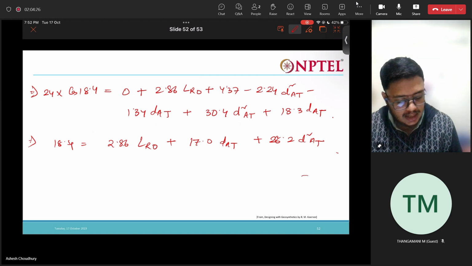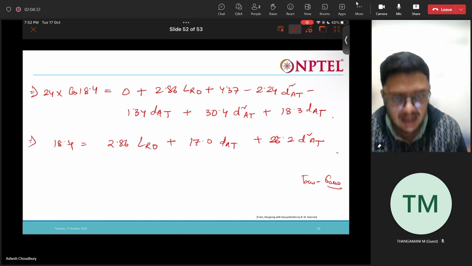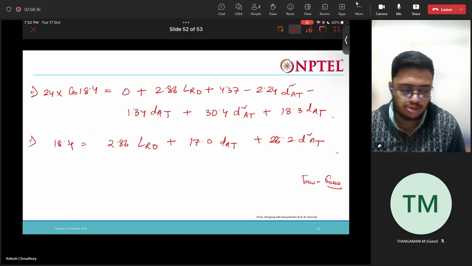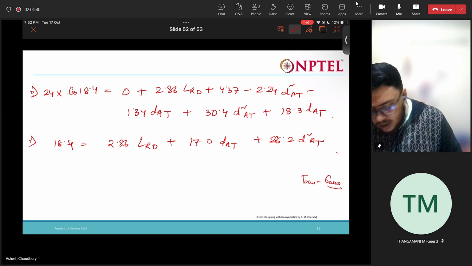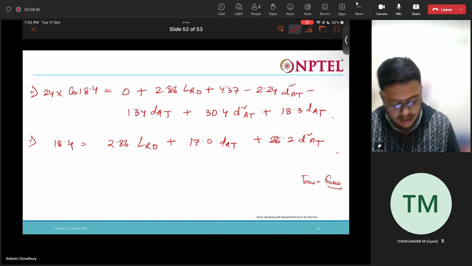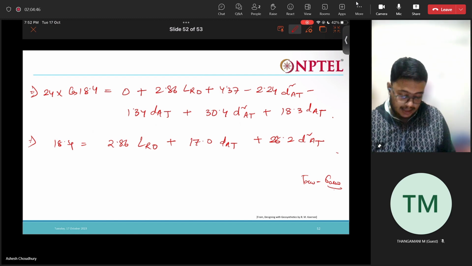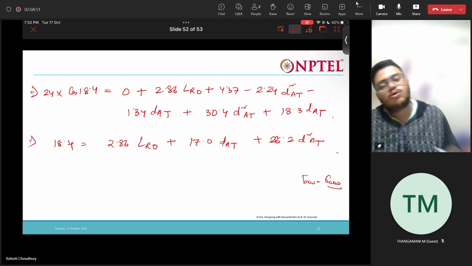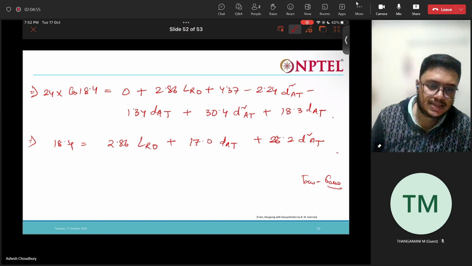We are changing sigma allow, changing means what? Different geometries will have different allowable stresses. Allowable stress means the maximum stress that a particular geometry can take. So we can vary all these three things: LR naught, DAT, and this T allow, the allowable tensile strength, the tensile stress. All these things we can vary in order to get a design chart.